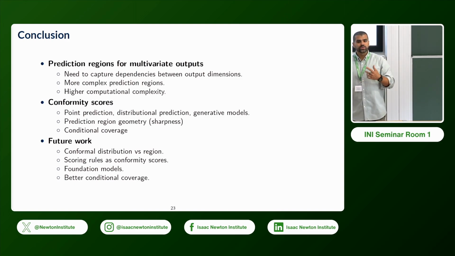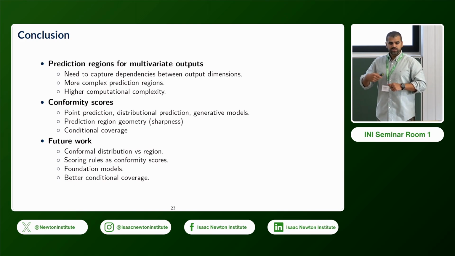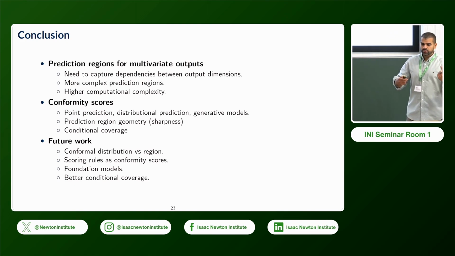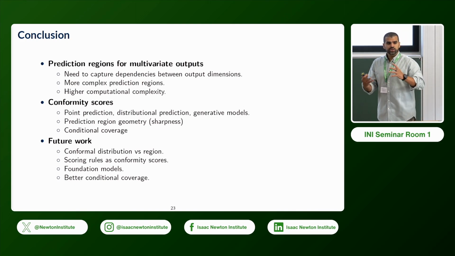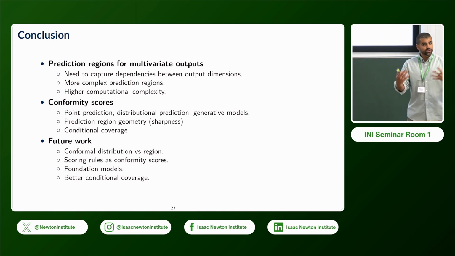Also, what about scoring rules as conformity scores, right? So what about using the energy score, the variogram score, right? It feels natural to use these as conformity scores in the multivariate setting, and then you will have interesting geometries.